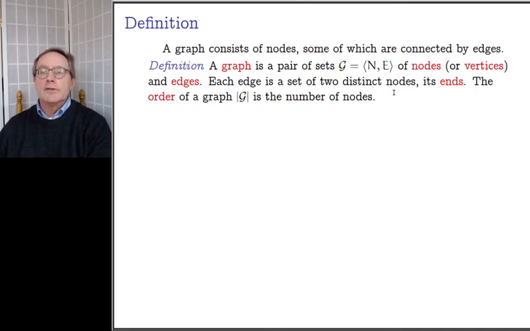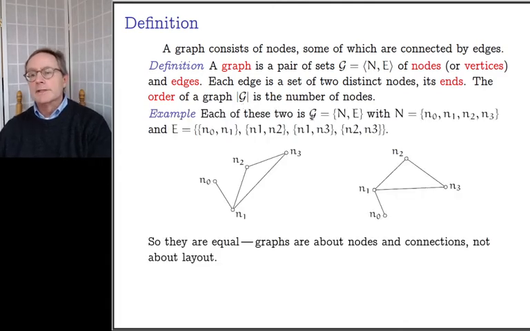Each edge is a set of two distinct nodes, which are called the ends of the edge. The order of the graph is the number of nodes. It looks like absolute value bars because we always use absolute value bars to denote the size of something. And here's an example of two different graphs.